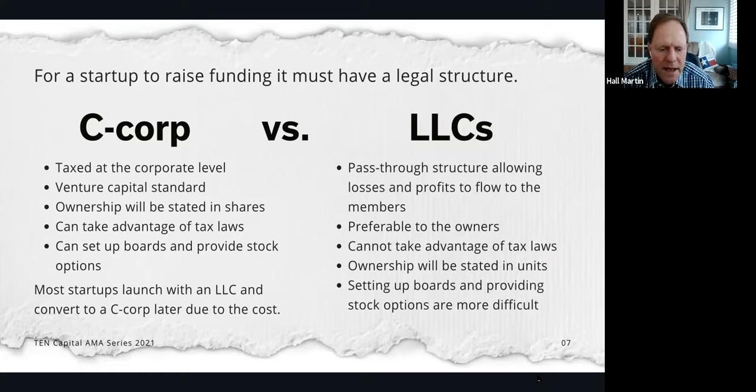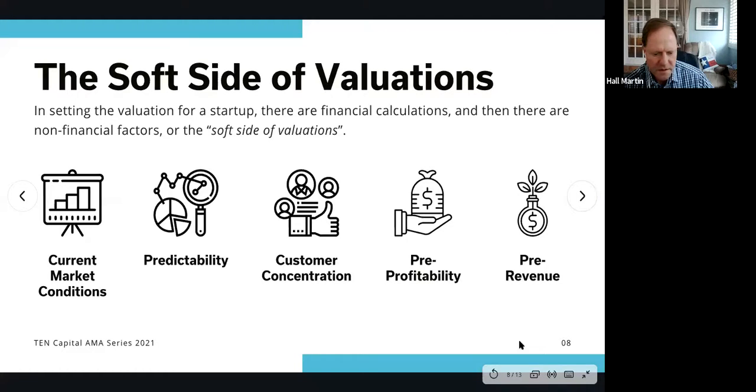If you are taking equity in a C corporation, you'll call them shares. If you take equity in an LLC, you'll call them units. It's the same math, same calculation, but you'll see it listed differently based on the structure. So are there any questions so far? Not yet, but if you do, let us know. And then next slide is the soft side evaluations.